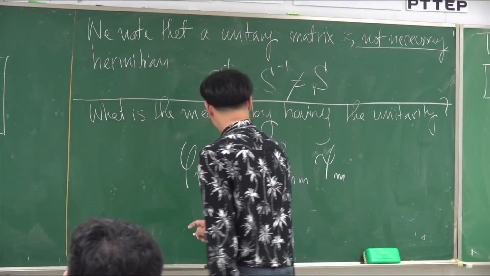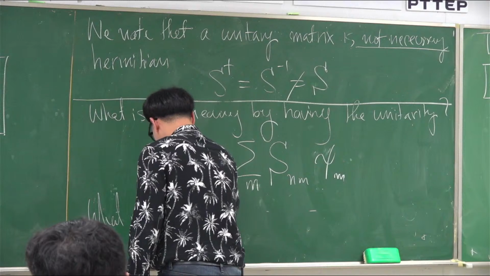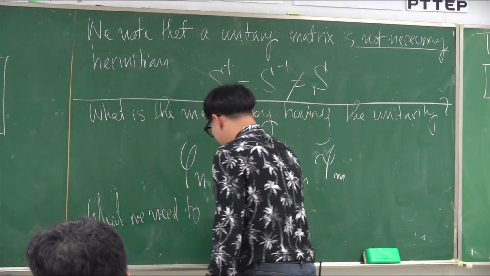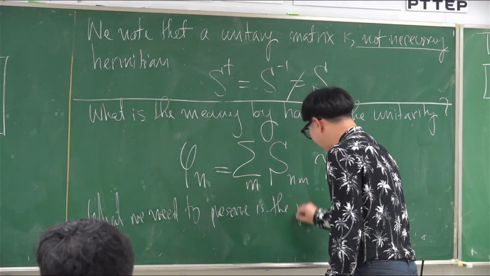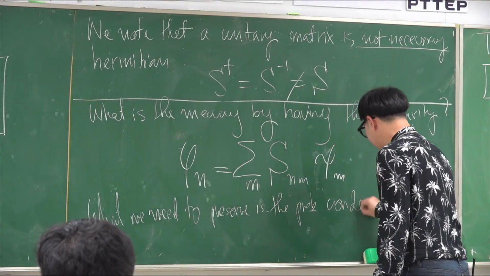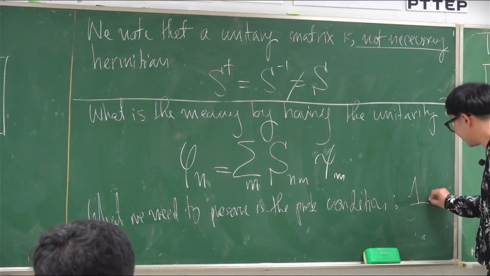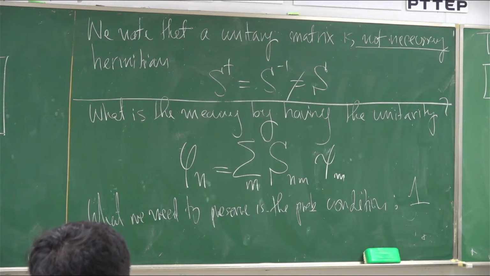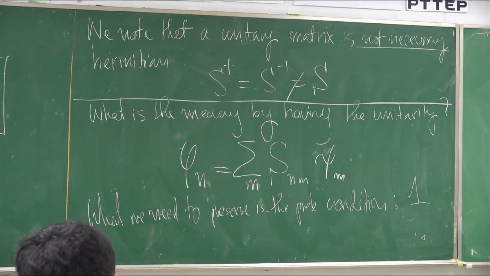Okay, so actually what we need to preserve is the probability condition, right? Which is actually 1. That is the reason why you need this kind of operator. Otherwise, it's not going to give you this probability condition. Do you believe? Understand?